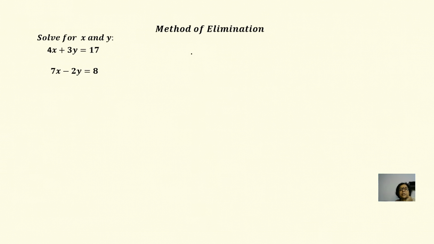Moving on to the next method, the method of elimination. As the name suggests, you are going to eliminate one variable and solve for the other. What are the things that you must keep in mind when you are eliminating the variables? The first thing is that the coefficient of the variable must be equal in both the equations. If they are not equal, you have to make them equal first, and only then can you eliminate by either adding or subtracting.